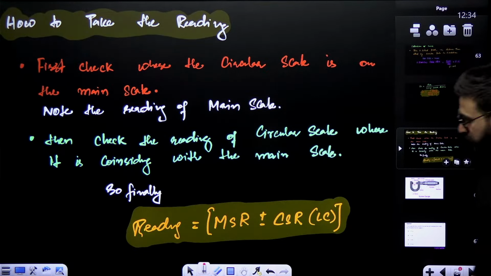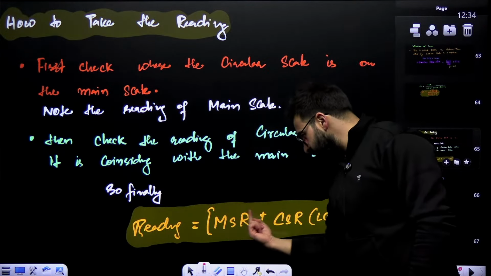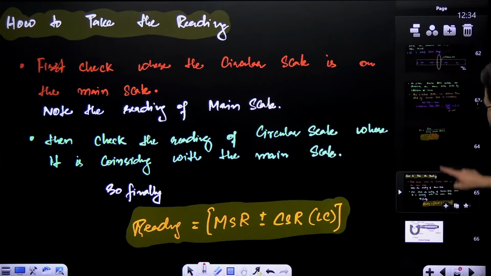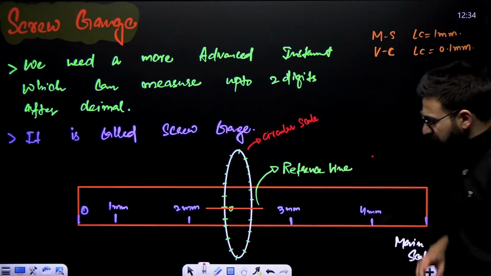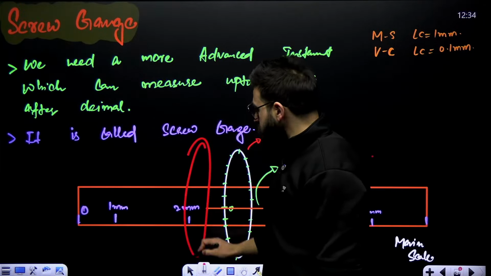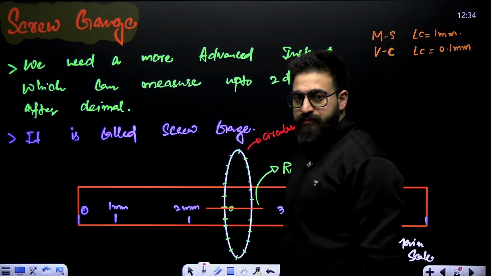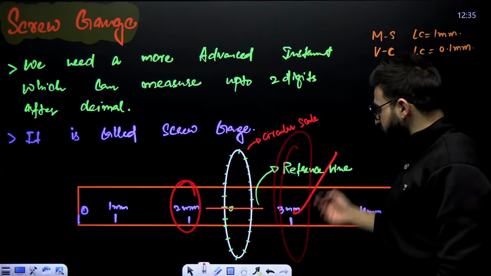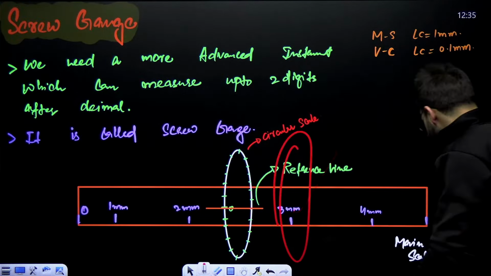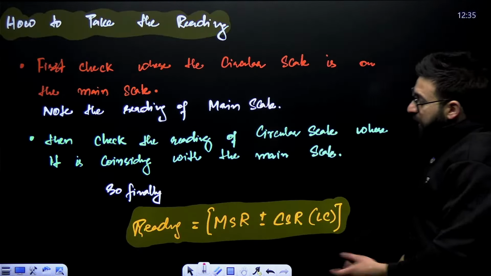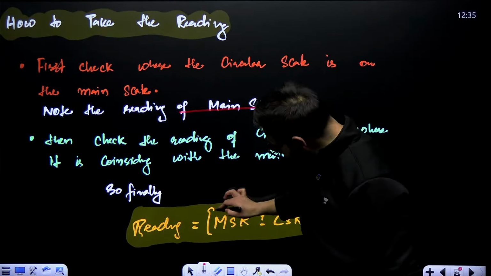Okay, so reading is main scale reading, means first you have to check where the circular scale is on the main scale. Let's suppose circular scale is present over here at 2 mm. So the reading of main scale will be 2 mm. If we say circular scale is present over here, so we say reading of main scale is 3 mm. That is MSR. Yes. Now, my dear friends, note down its reading. That is main scale reading.